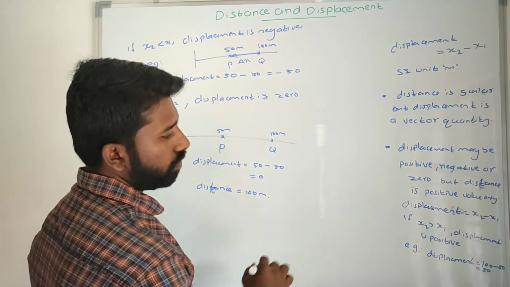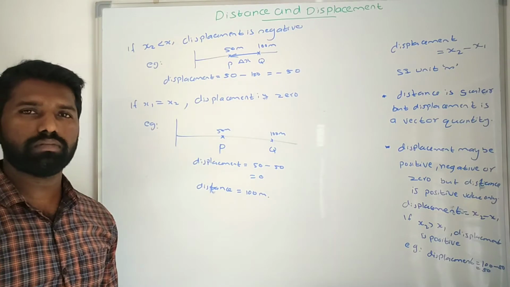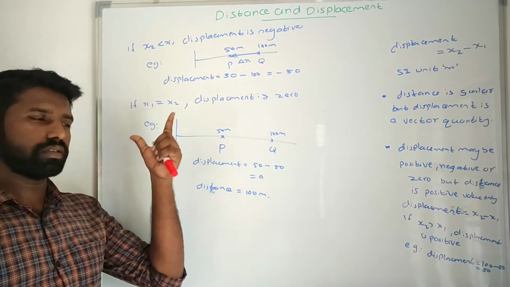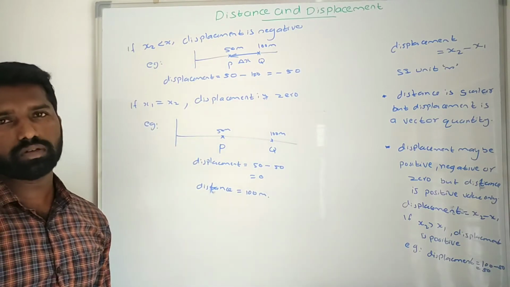Okay, so in all the cases you see that the distance is always positive, but the displacement is negative, positive or 0. Clear?